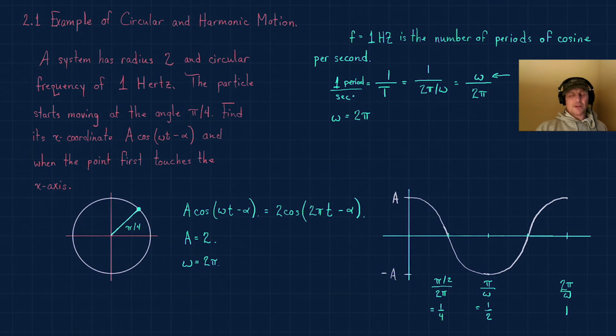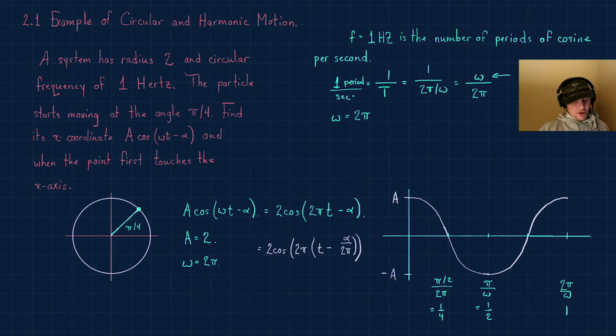Okay, now here's where it gets more interesting. So if we take a look, let's factor this. This is the same as 2 times the cosine of 2 times pi times t minus alpha over 2 pi. That is where the offset is going to occur.